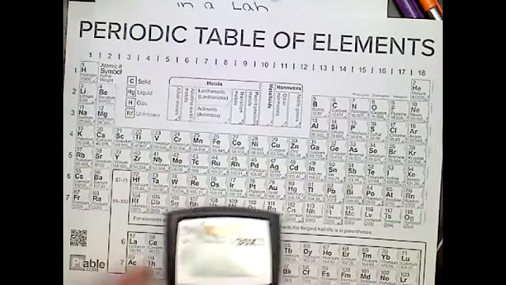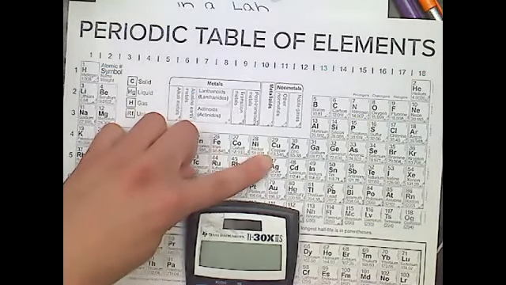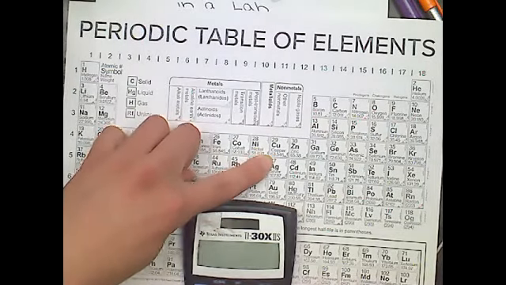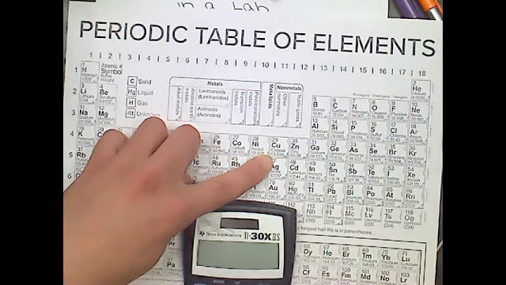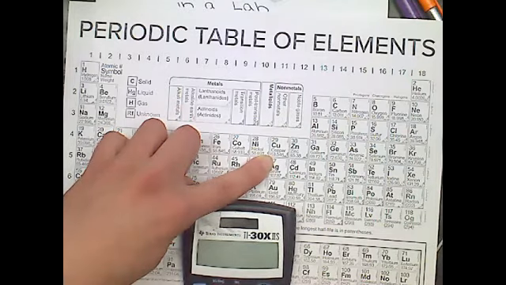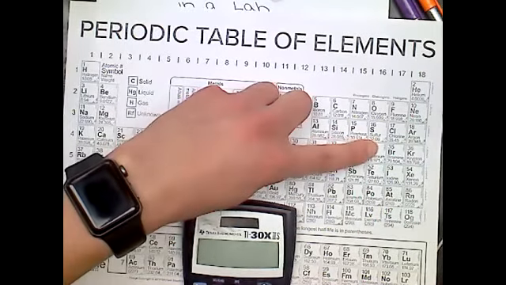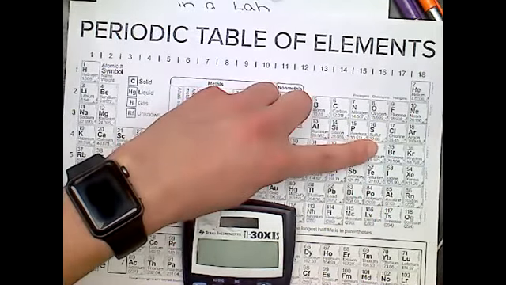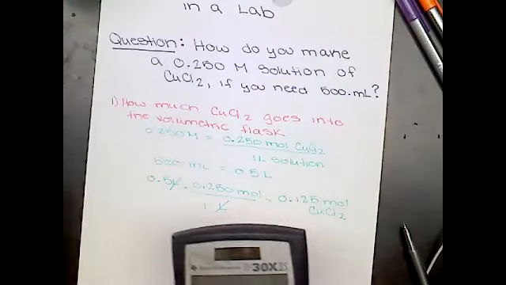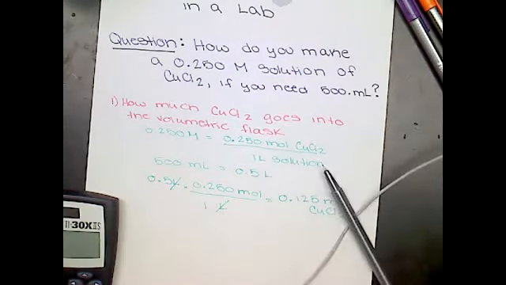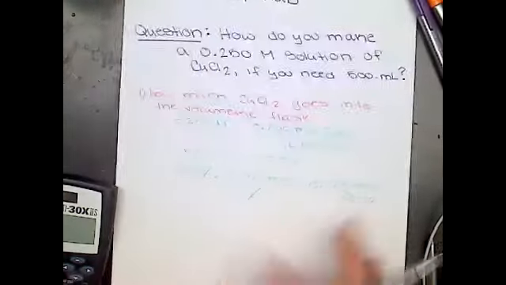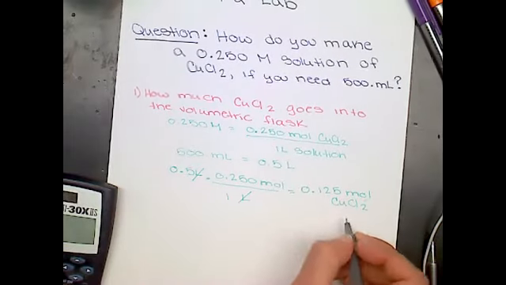So we want to figure out the mass of copper 2 chloride. Copper has a molar mass of 63.456. And we have 2 chlorine, so I'm going to multiply that by 2. So 2 times chlorine, which is 35.45. That gives me a molar mass of 134.446 grams per mole.